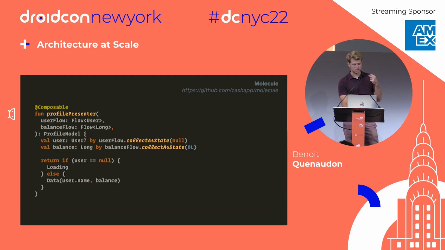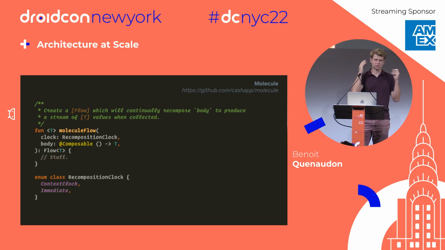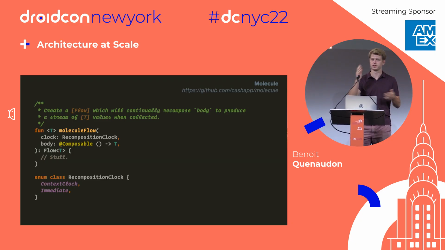But once we have this, we need to consume it somewhere. And so that's what Molecule brings. It basically takes a composable and makes a flow out of it. And so we have two recomposition clocks. One is the Android one, the one that the choreographer drives, which is, let's say, every frame, when the state is dirty, we're going to emit a new composition. And the immediate one is anytime the state is dirty, we emit.